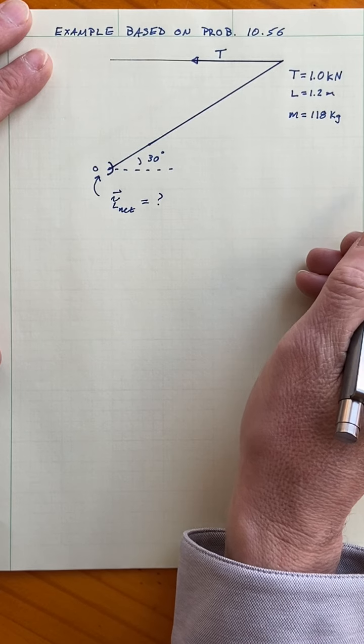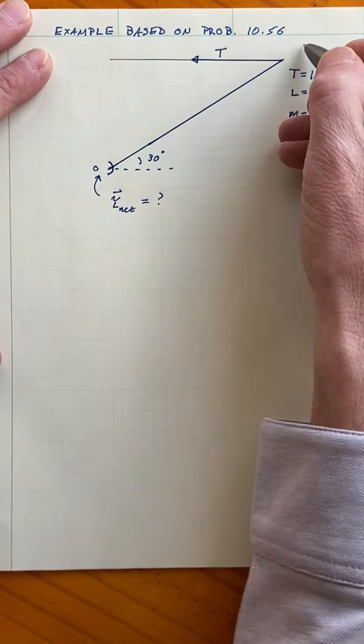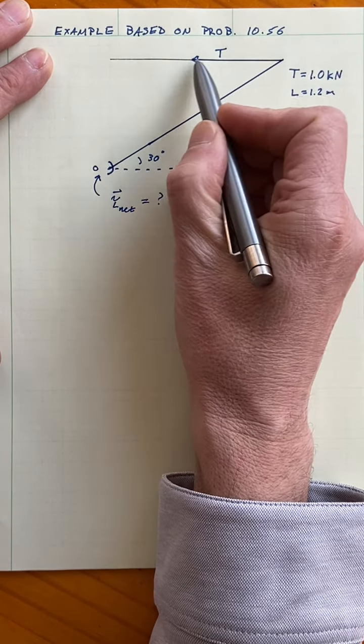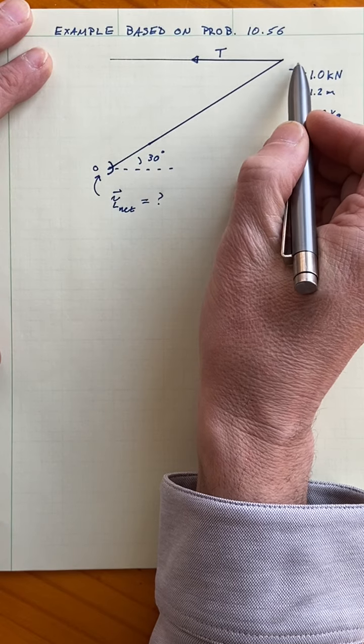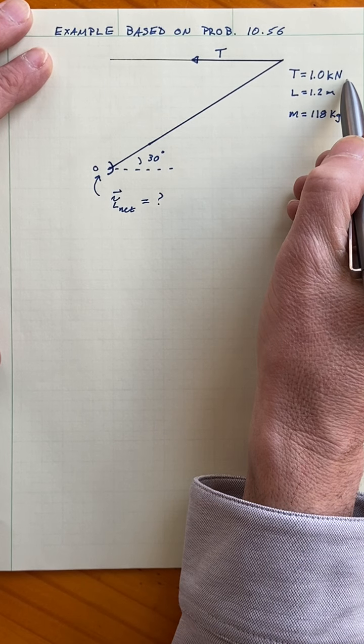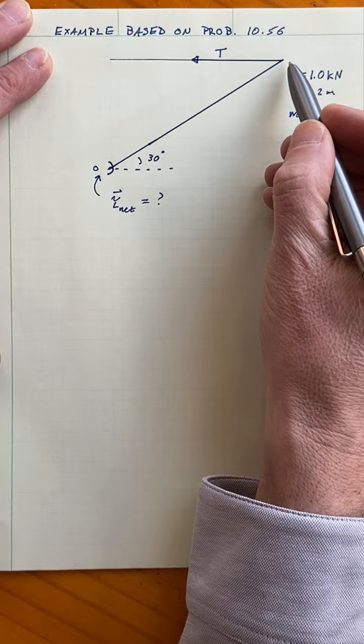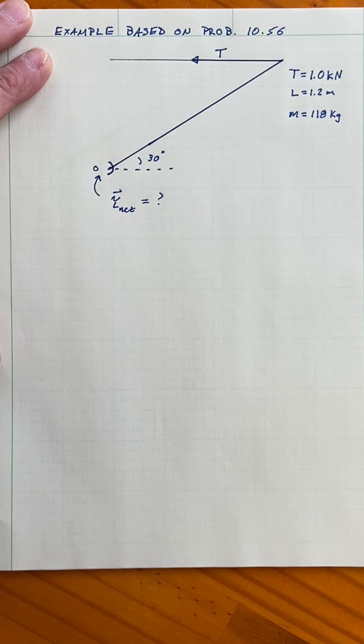So here's what we have. We have the beam, and I've drawn here a vector to represent the tension force, which again is 1,000 newtons, exerted at the very end of the beam. Where am I going to put the weight force?